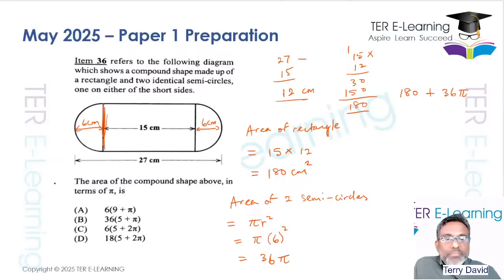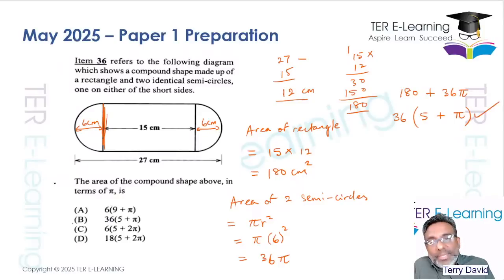I've seen people saying the answer is B. If you look at this here, none of the answers look like that right now. So what you could do is try to factorize it. Can 36 go into 180? Yes, it can. So you can factor out 36, and this is going to be 5 plus pi. So the answer is going to be B. Like somebody said in the chat, there are different versions of this particular question, so just be aware of that.